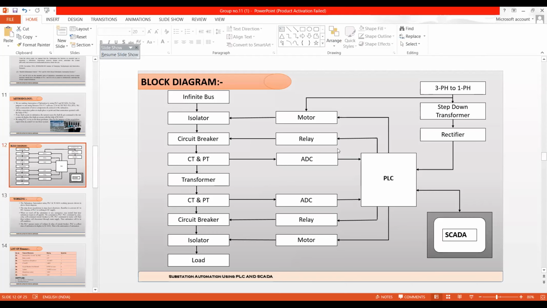This is the block diagram of our project. You can see the components of substation automation are PLC, SCADA, step down transformer, rectifier, motor, relay, ADC, infinite bus, isolator, circuit breaker, CT and PT, and transformer.